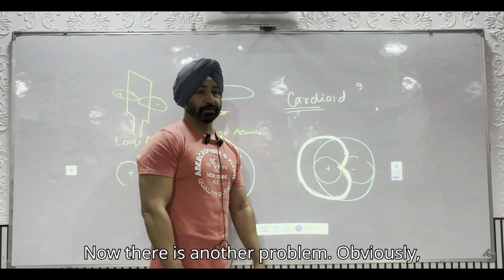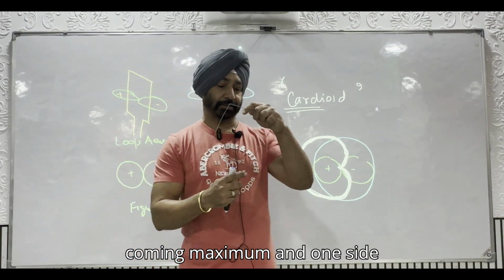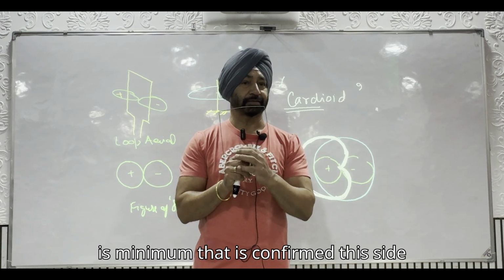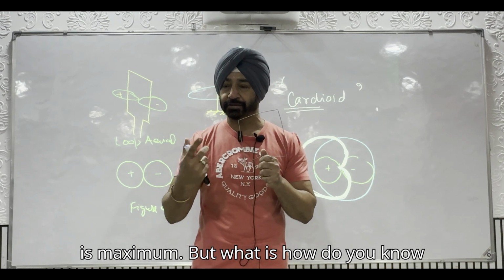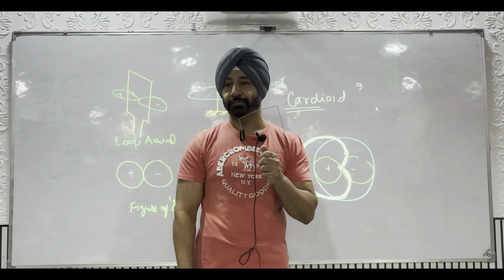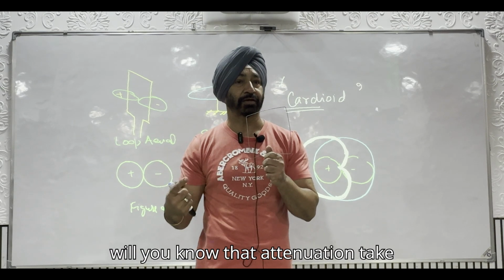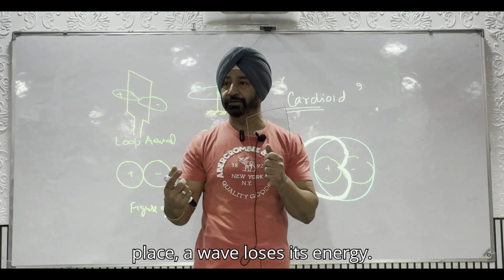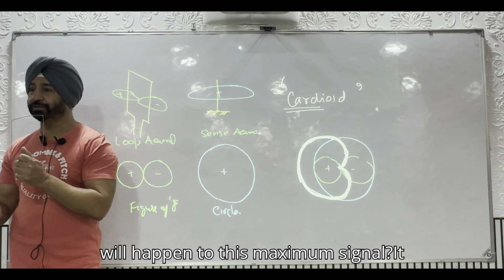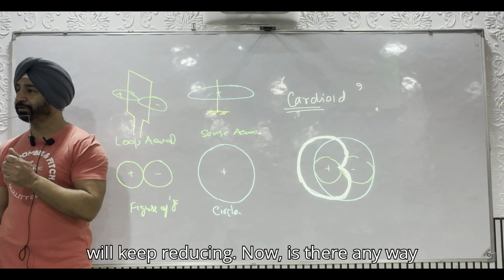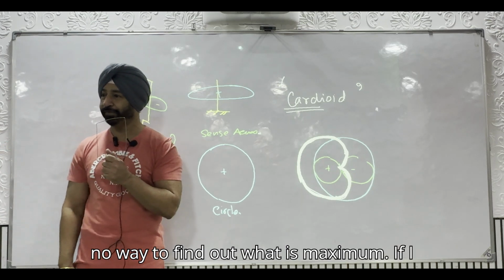Now there is another problem. Obviously we know that on one side the signal is coming maximum and on one side it is minimum. That is confirmed. This side is maximum. But how do you know it is maximum? There is no way to find, because if you are far away, what will happen? The output will attenuate. A wave loses its energy. If you keep going away and away, what will happen to this maximum signal? It will keep reducing. Now, is there any way to find out? There is no way to find out what is maximum.